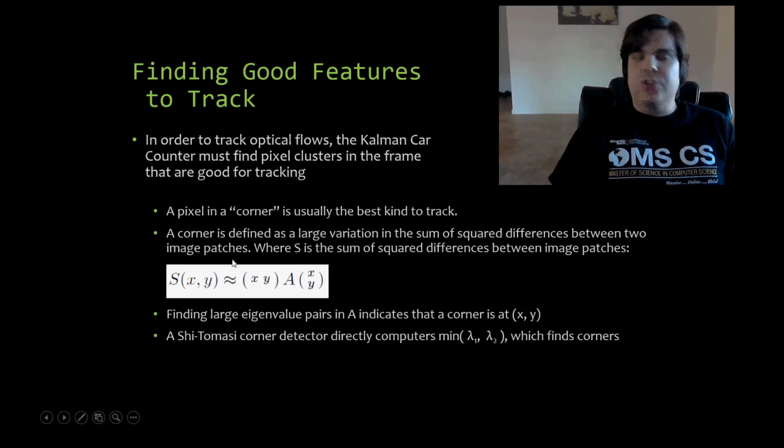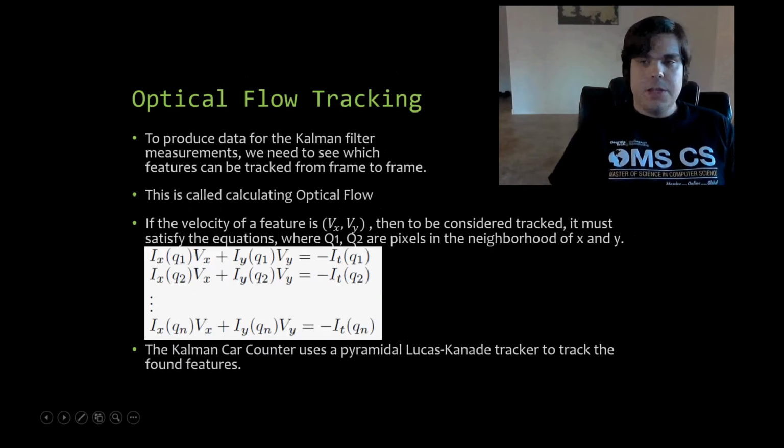It skips the actual eigenvalue decomposition, which speeds up things because we're not really interested in edges, which is what would happen if you didn't have a pair of eigenvalues that were positive, but only one of them was and the other one wasn't. We're looking for two relatively large positive eigenvalues, and the Shi-Tomasi corner detector just skips straight to that. So the next thing we need to do is optical flow tracking.